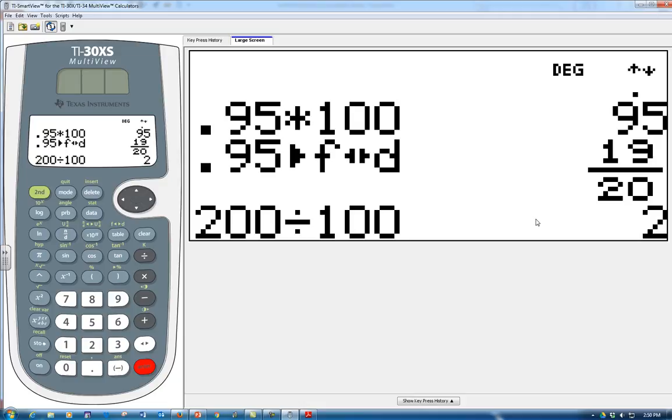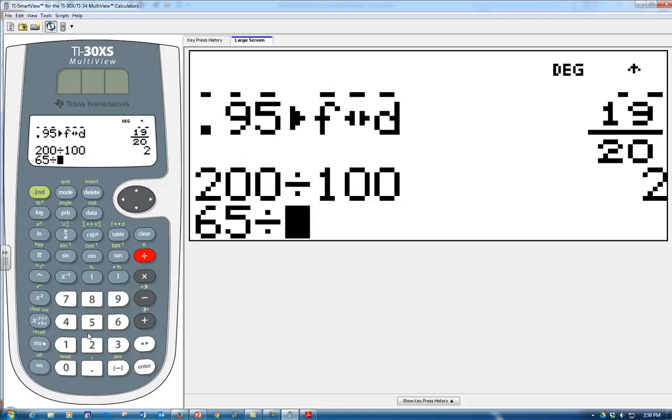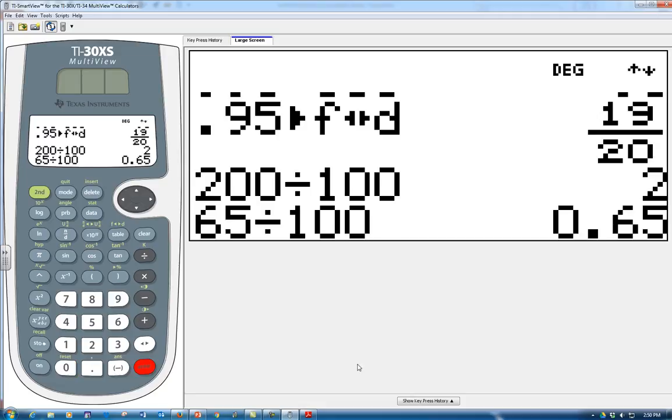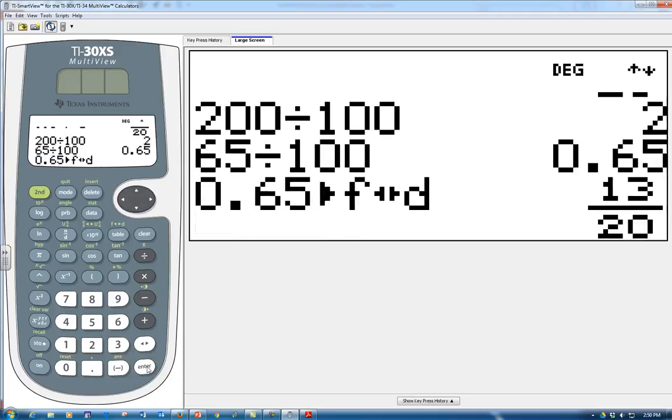How about we look at number 48? So 65%. We're going to take 65 and divide it by 100. So our decimal for this one is 0.65. If we want to change this to a fraction, we get 13/20. So that's our fraction that we would have.